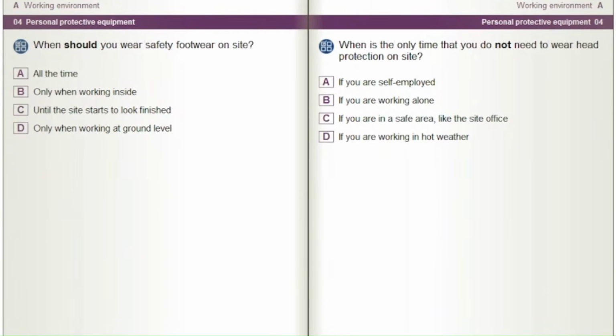When should you wear safety footwear on site? All the time. Only when working inside. Until the site starts to look finished. Only when working at ground level.